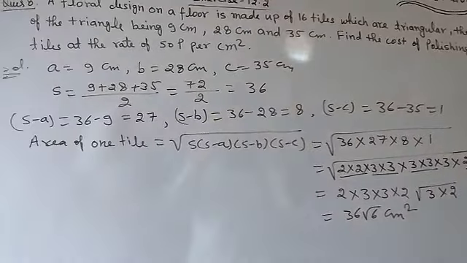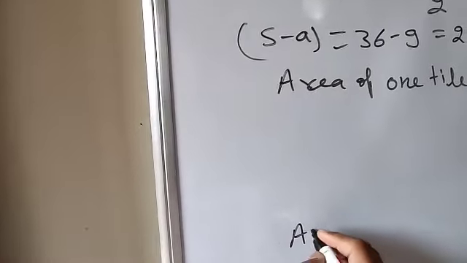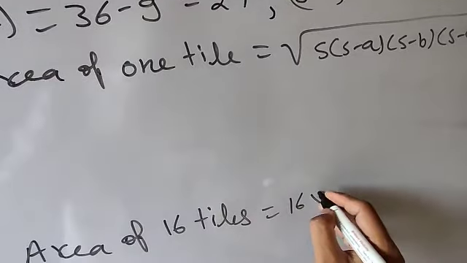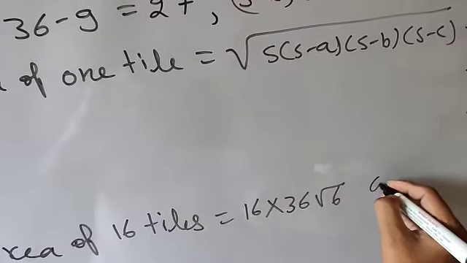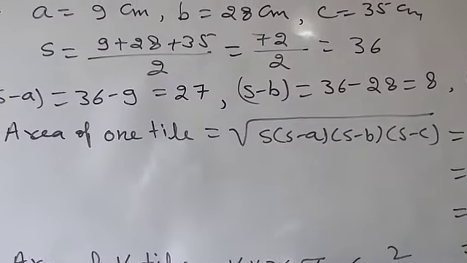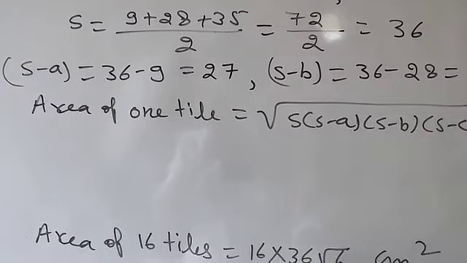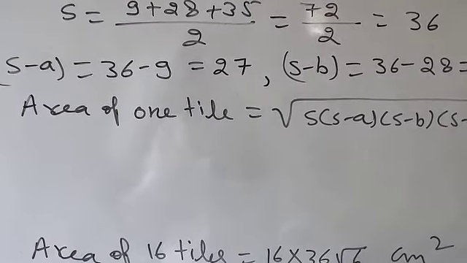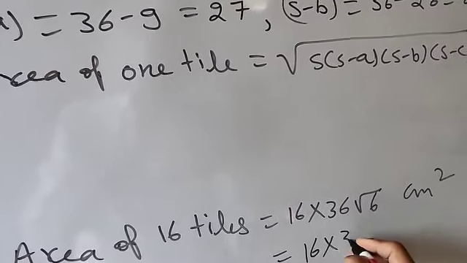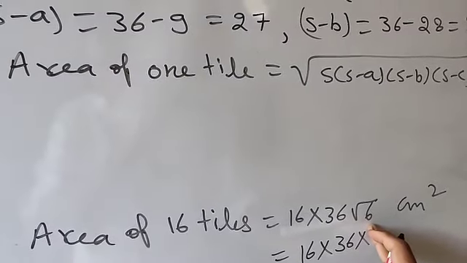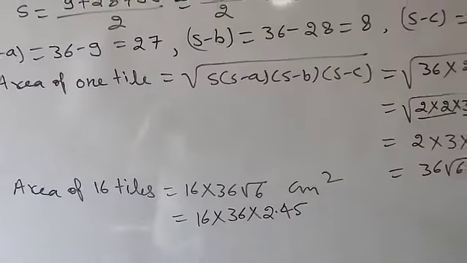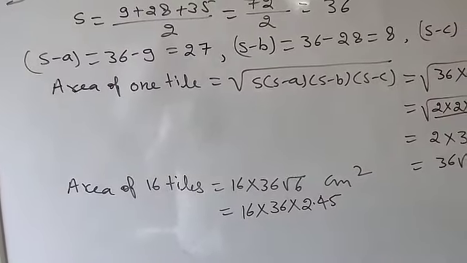And how many tiles are there? 16 tiles are there. So the area of 16 tiles is equal to 16 into 36 root 6 centimeter square. But students, you need to find the cost, so you need to find the value of root 6. If you find the value of root 6 by the long division method, it will be approximately equal to 2.45. So 16 into 36 into root 6, with root 6 approximately 2.45.